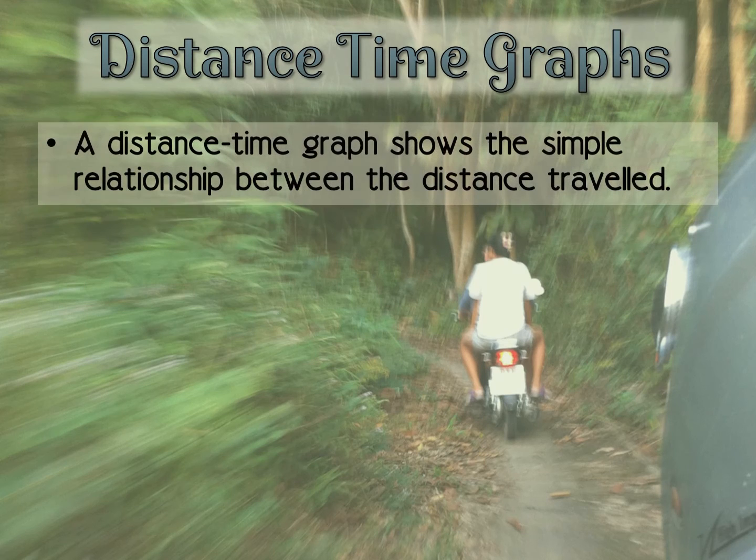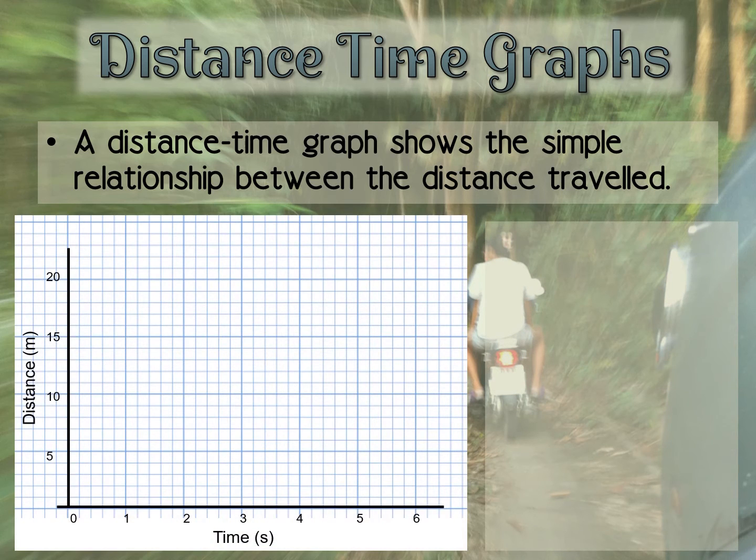And you can actually plot a relationship between the distance traveled and time taken on a graph. It's called a distance time graph, imaginatively, and all it is a simple set of axes with time in seconds along the x-axis, the horizontal axis, and distance in meters up the y-axis, the vertical axis.